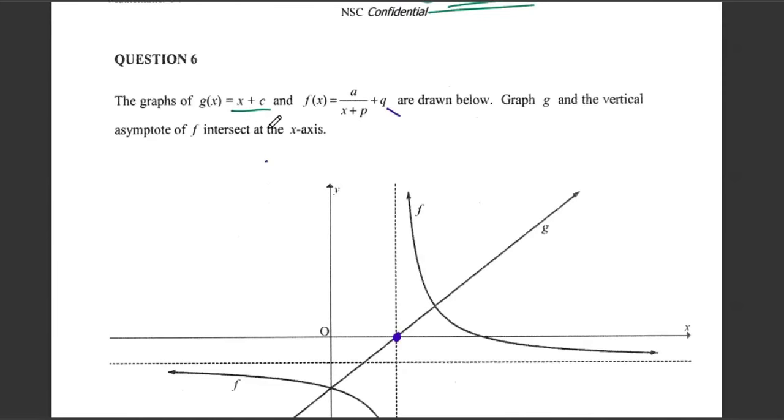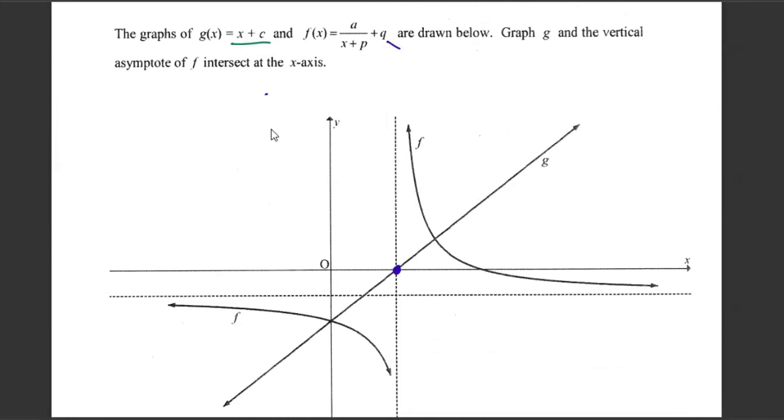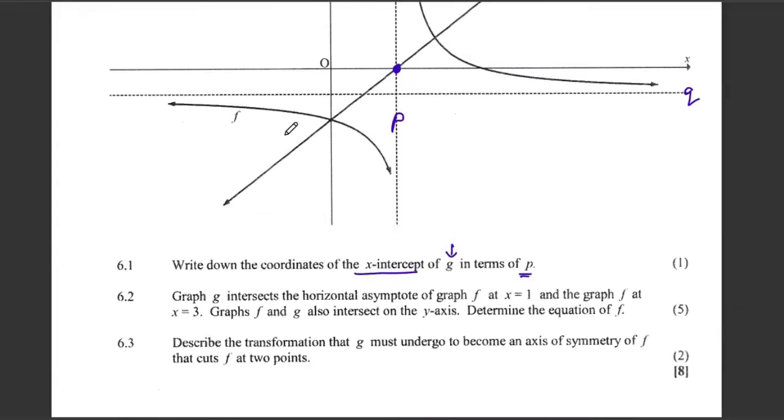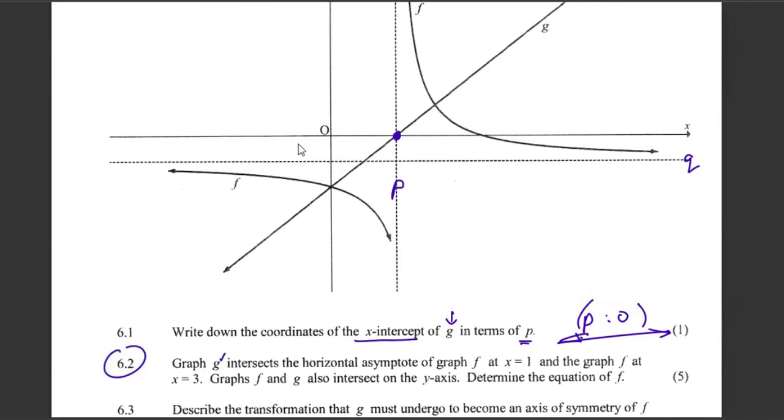Now, we know that this would represent a P, and then this would represent a Q. So what we're going to do, we know that at the x-intercept, y is what? y is 0. So the coordinates will just be (P, 0). All right, then 6.2, graph G intersects the horizontal at a point when x is 1. So at this point, we have a 1.